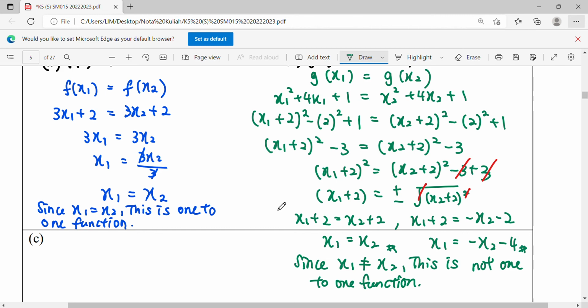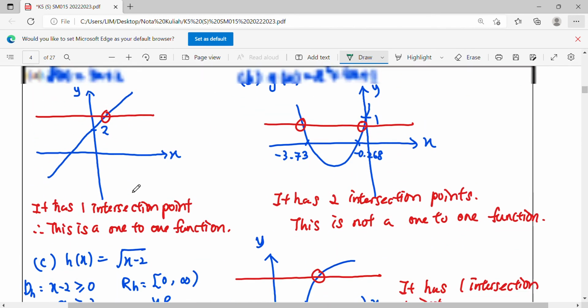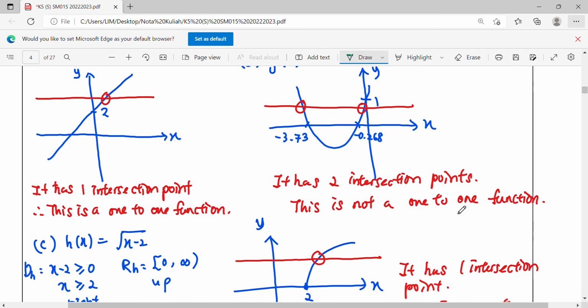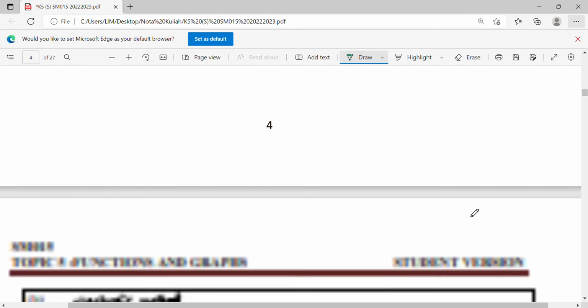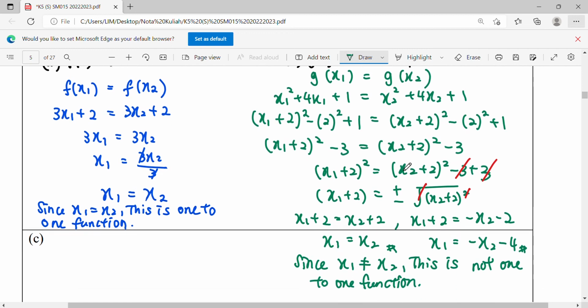So the algebraic method and the graphical method should have the same conclusion but different methods of proving. So you can refer back. When you're doing linear, yes, it is one-to-one. Horizontal line test, 1 point. When you're doing quadratic, the horizontal line test has 2 intersection points, so it's not one-to-one. Same as we calculate using the algebraic method. If the graphical method says not one-to-one but the algebraic method says one-to-one, it means your calculation is something wrong.